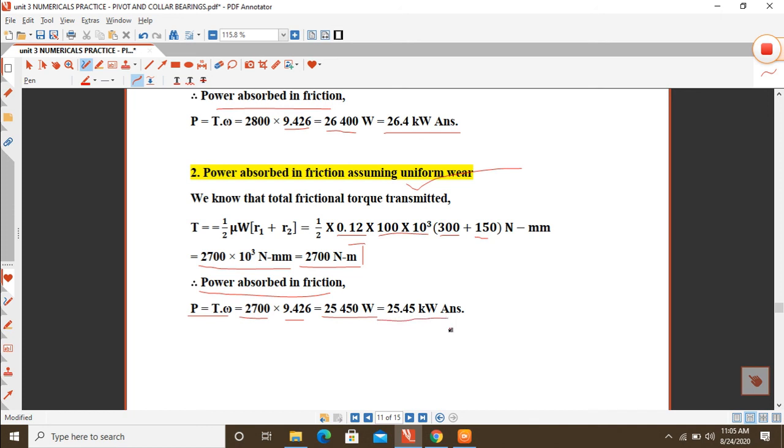Hope it is clear. One common mistake that everyone makes is they solve till frictional torque and they stop the answer. So you must know what exactly is asked in the question and what is the unit of all the parameters and the final solution. So these are very important.